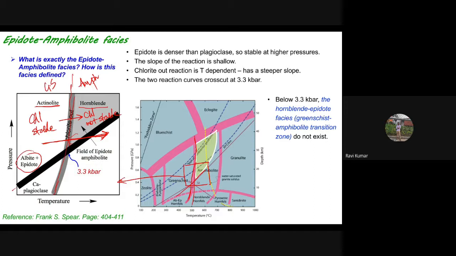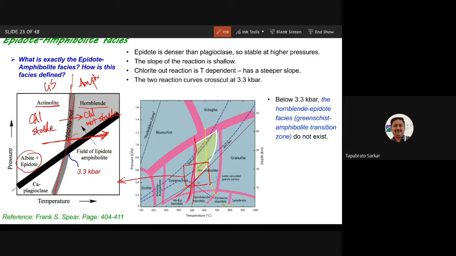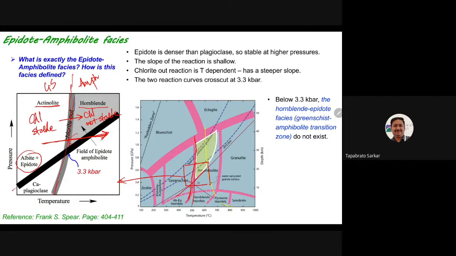In the left diagram, does the black bar only show the field of epidote amphibolite, or also the zone above the black bar? No. The black bar is the reaction line. The epidote amphibolite facies is the shaded area. So this gray shaded area is the epidote amphibolite facies, above which epidote is stable within the amphibolite facies condition.